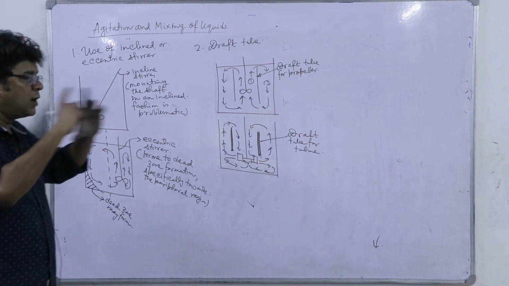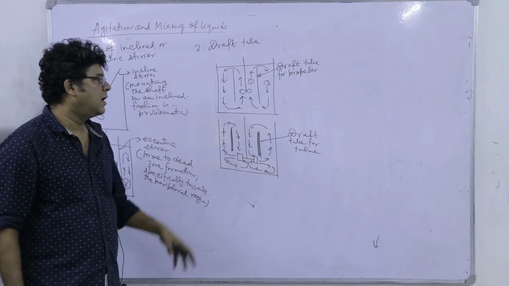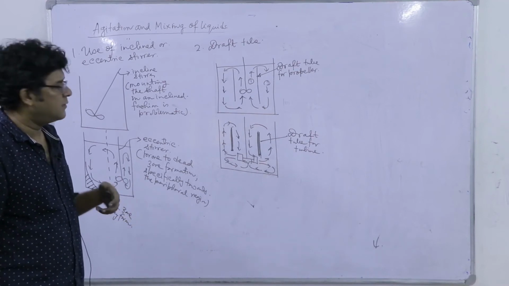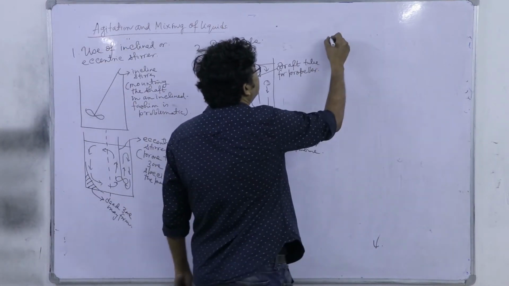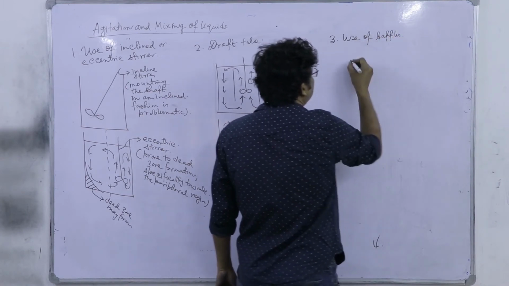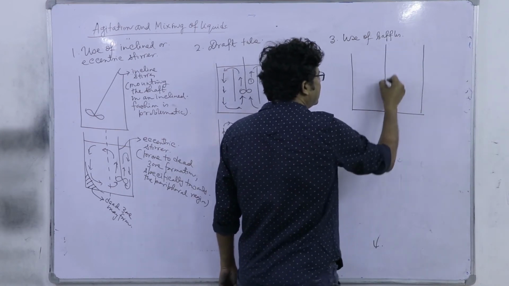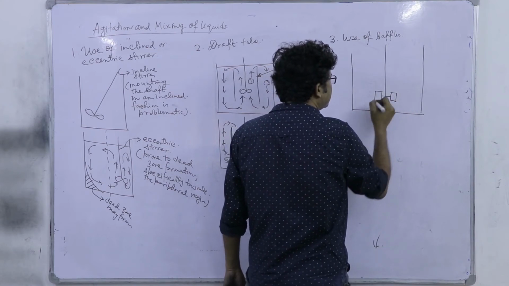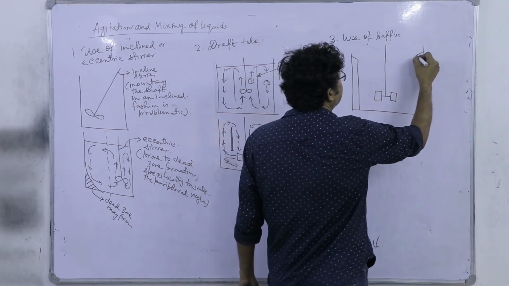But the problem is mounting of the draft tube. It must be symmetric, it must be centrally arranged, otherwise there will be non-optimal use of the energy which we are giving to that system. So the easiest solution to this problem is the use of baffles. What are baffles? Here in a tank, this is the impeller. We use this sort of blades. These are baffles.